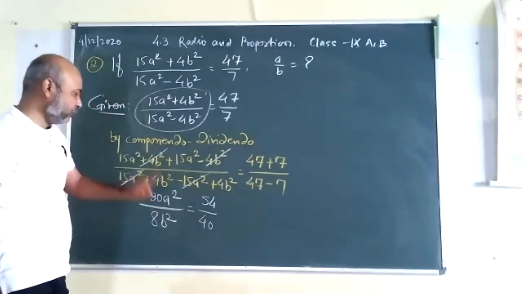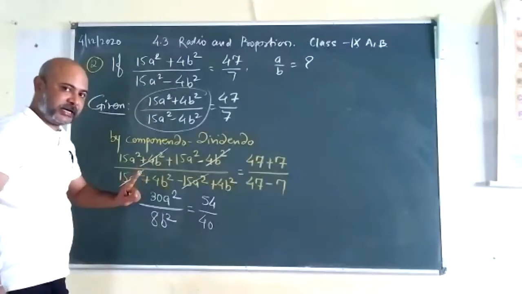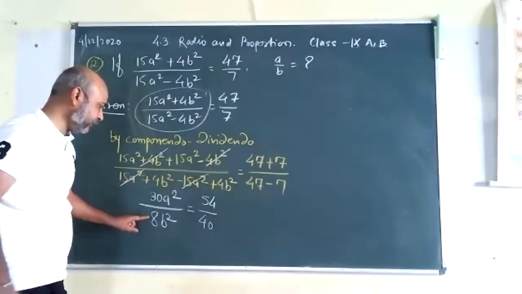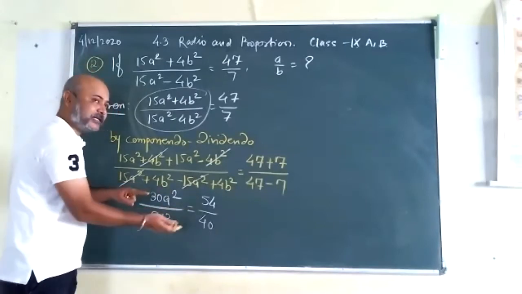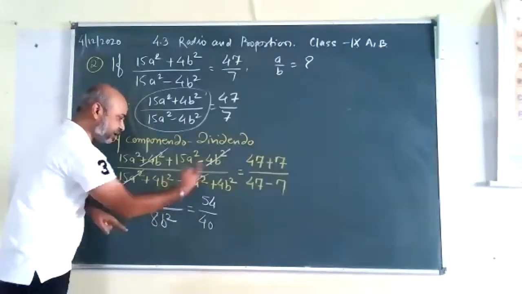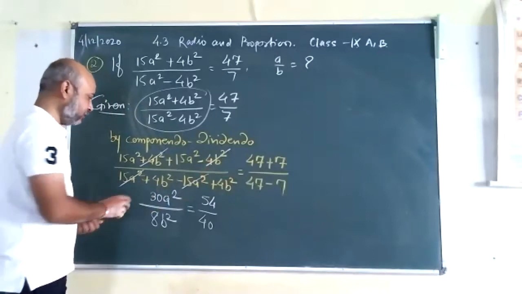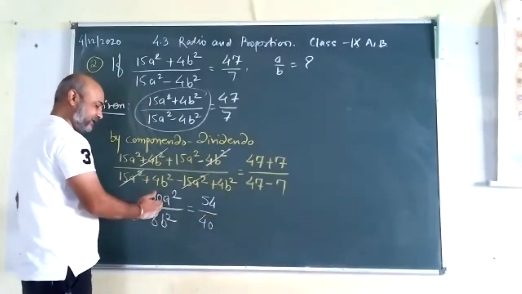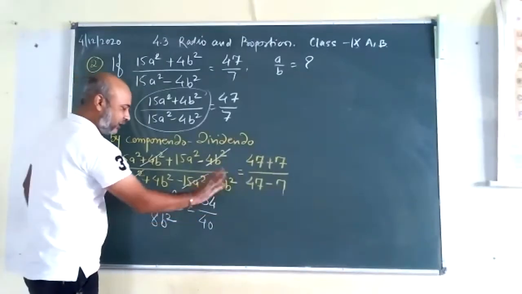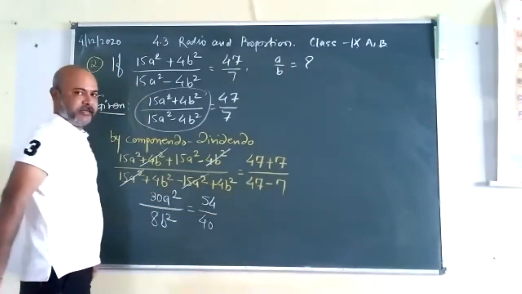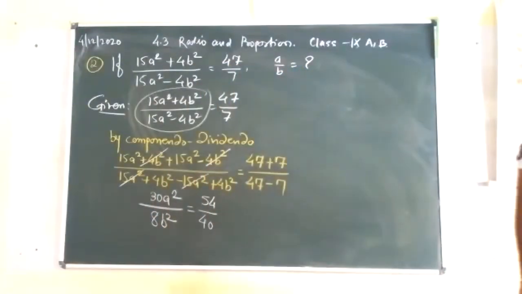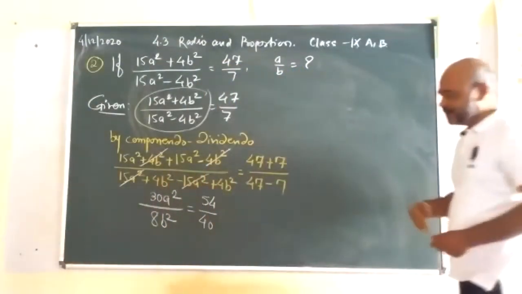We want A upon B, the ratio of A is to B. We don't want 30 upon 8. So this we will transfer to right hand side. So 30 upon 8 becomes 8 upon 30. When we transfer 30 upon 8 to right hand side, as it is in multiplication, it will become 8 by 30. Clear? Yes, sir. Sir, means reciprocal, no? Yes, sir, reciprocal.